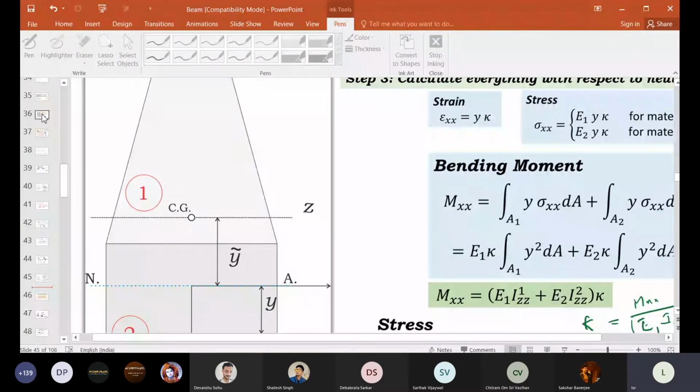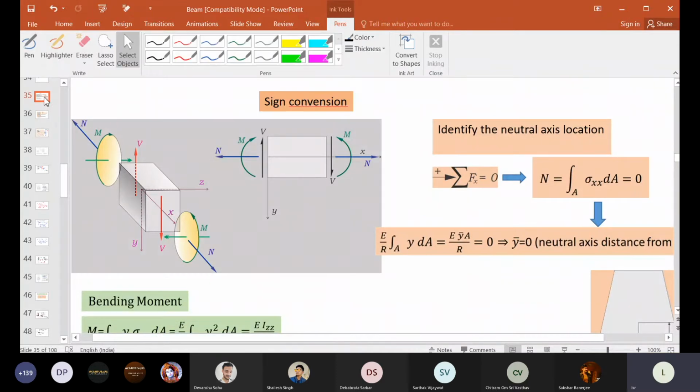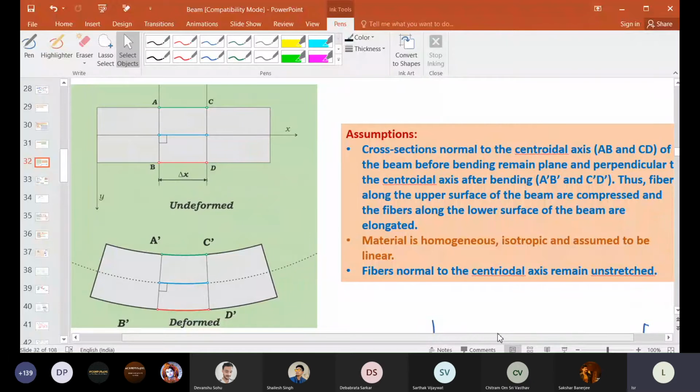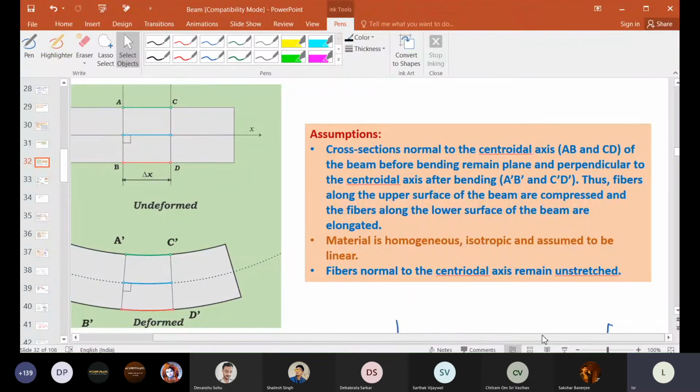Simple bending is not even coming. Forget about the assumption. The cross sections normal to the centroidal axis of the beam before bending will remain perpendicular to the centroidal axis. Let us make it bigger.